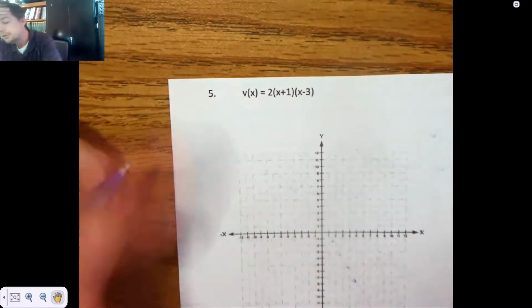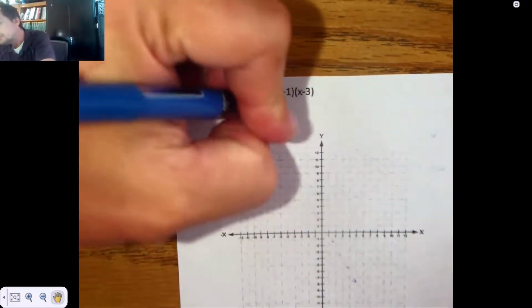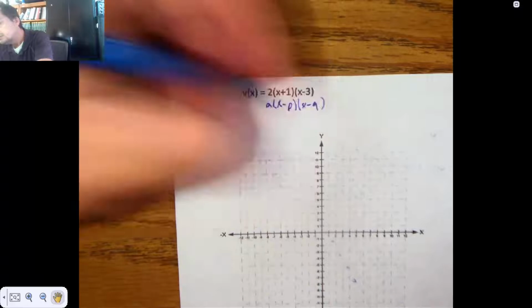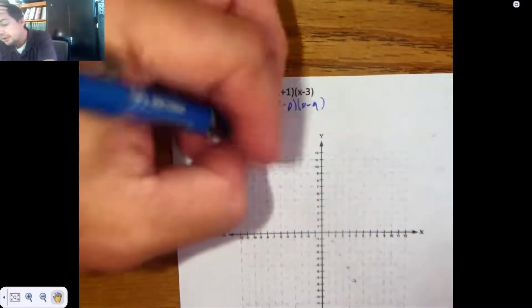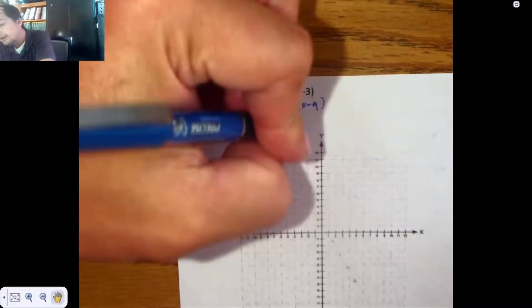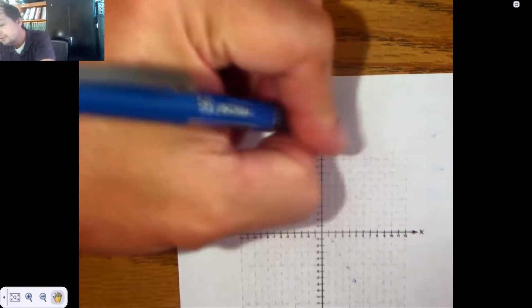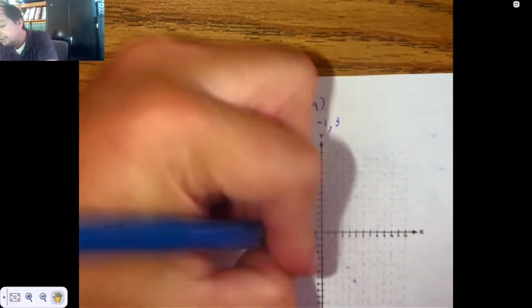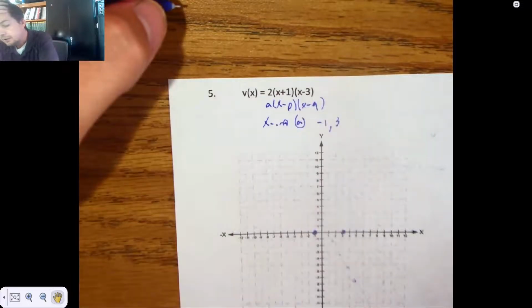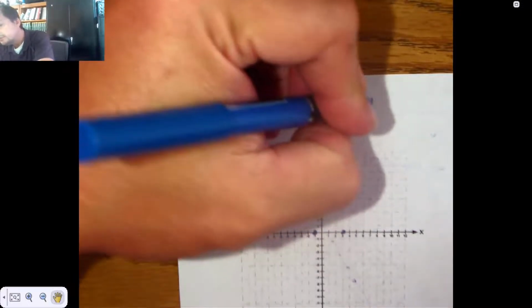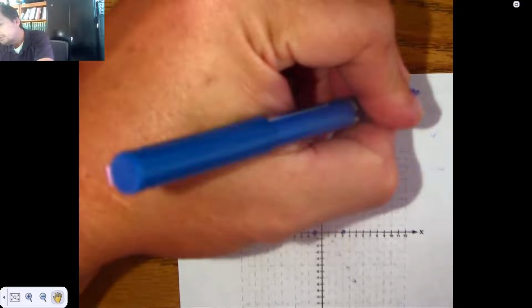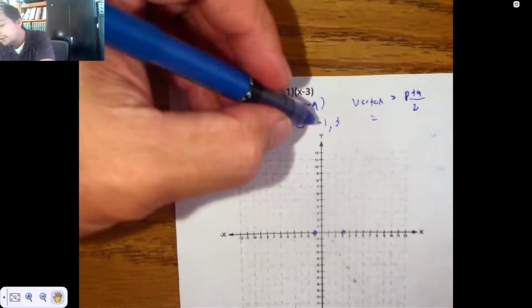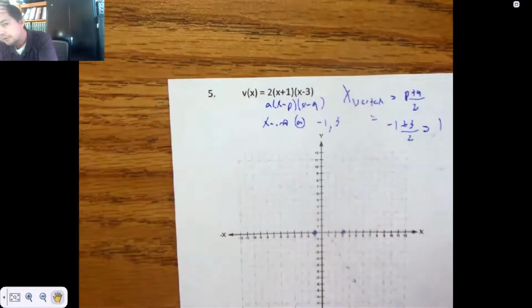5 is also a quadratic. It's in the form A times x minus p times x minus q. So these are my x-intercepts. I have x-intercepts at negative 1 and 3. There's 2 of them. That's not an ordered pair. There's 1 at negative 1. There's 1 at 3. The vertex is p plus q over 2. So negative 1 plus 3 over 2. That would be 2 over 2, which is 1. That's the x value, the x-coordinate of the vertex.